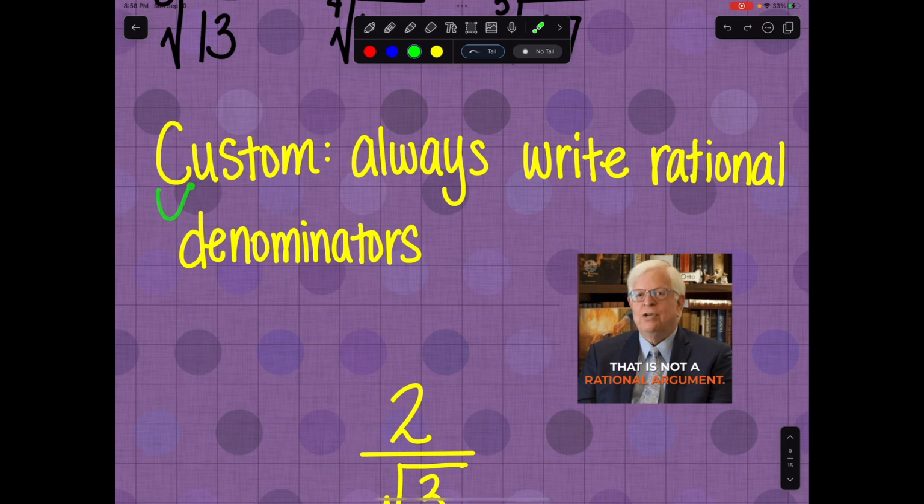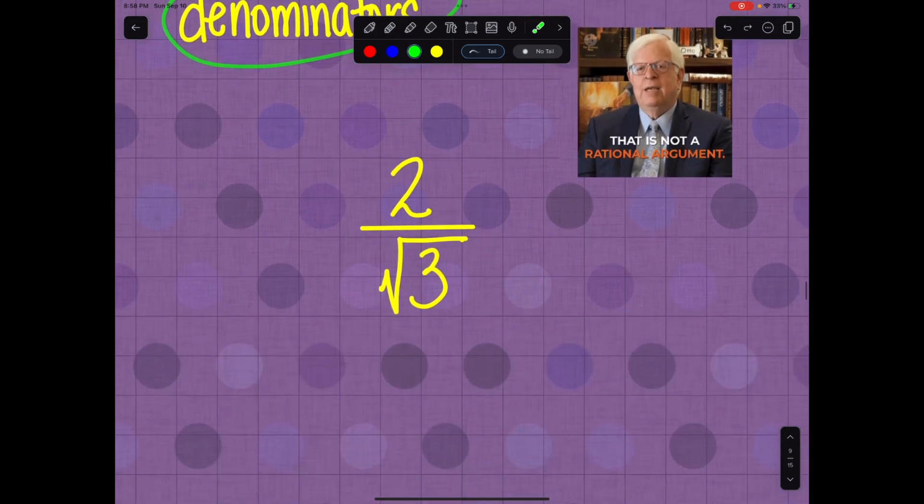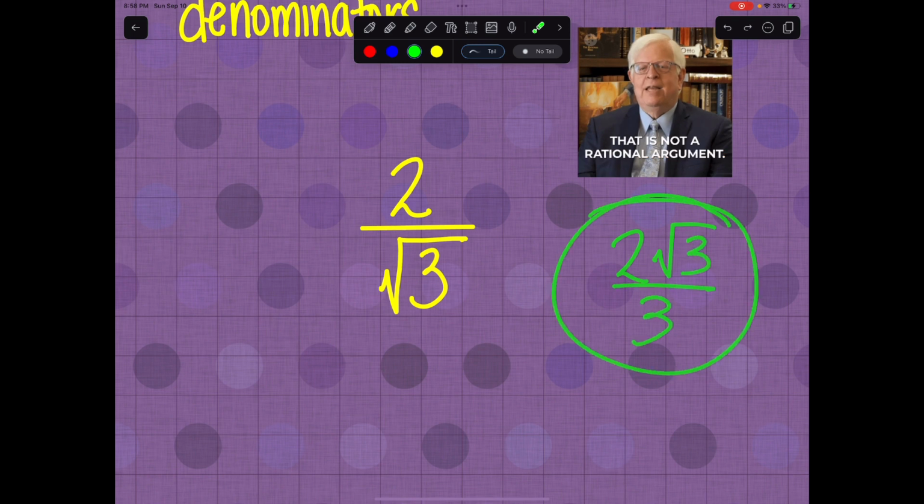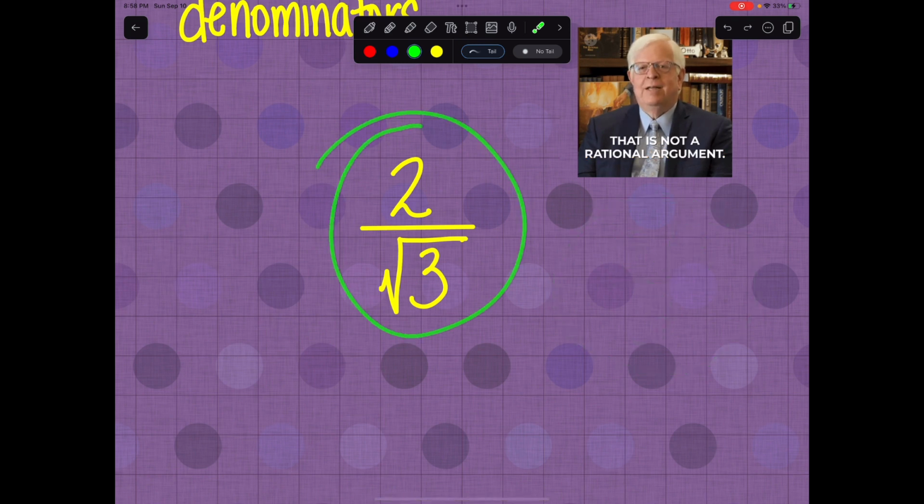Here's another custom that you're going to need to know for your assignments. It's customary to write rational denominators. So if it has a crazy number on the bottom of a ratio, on the denominator, the answer is going to want you to fix that. So how would we fix this so that it doesn't have a square root 3 on the bottom? No problem. All we do is multiply the top and the bottom by square root 3, and that would give you an answer of 2 square root 3 over 3. And that's a better answer. It's just the customary way of writing that.